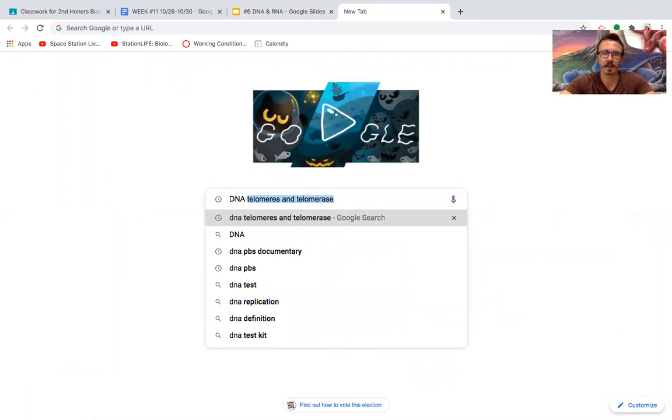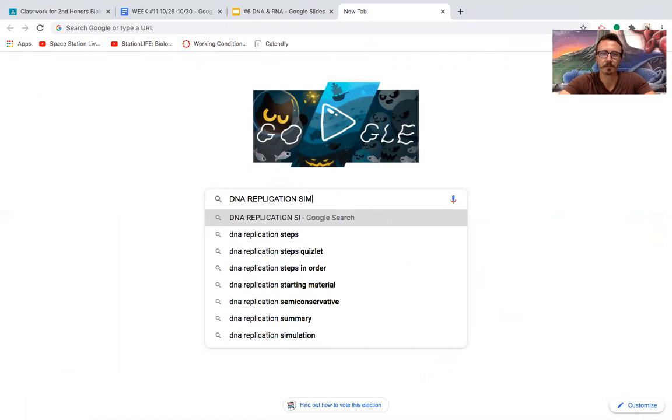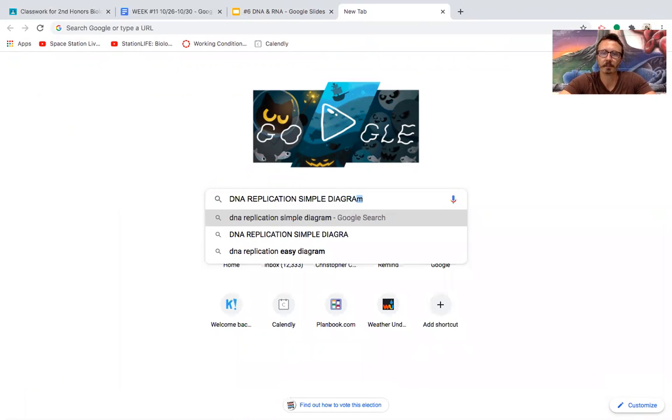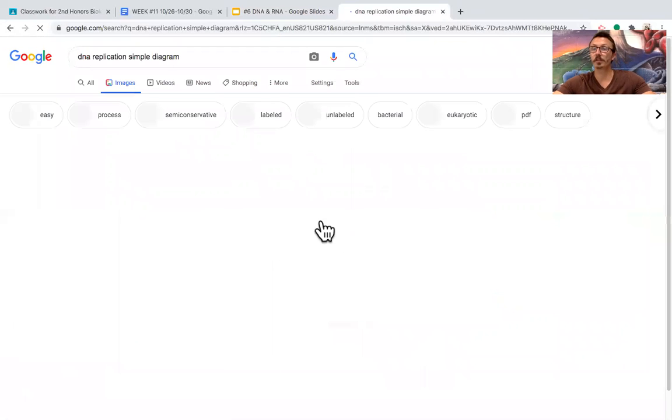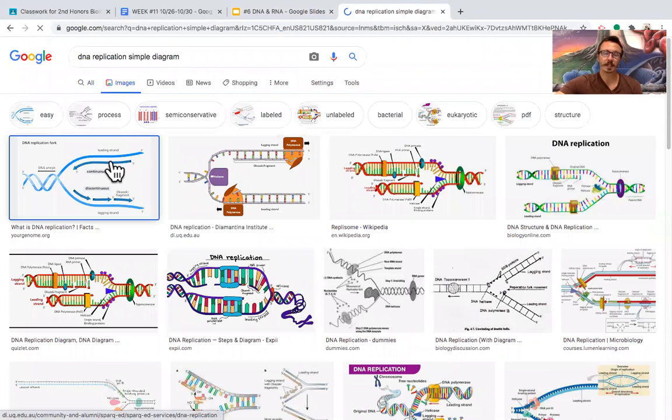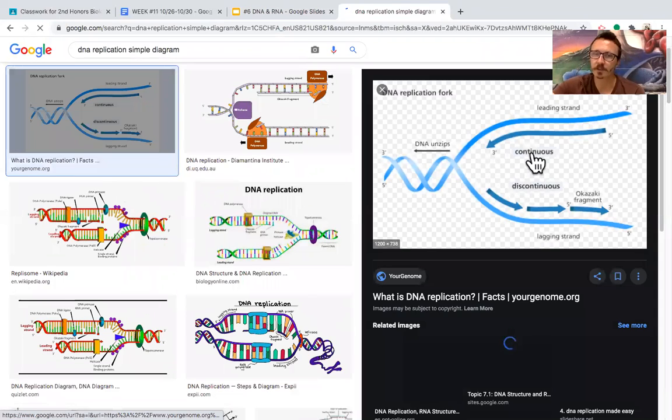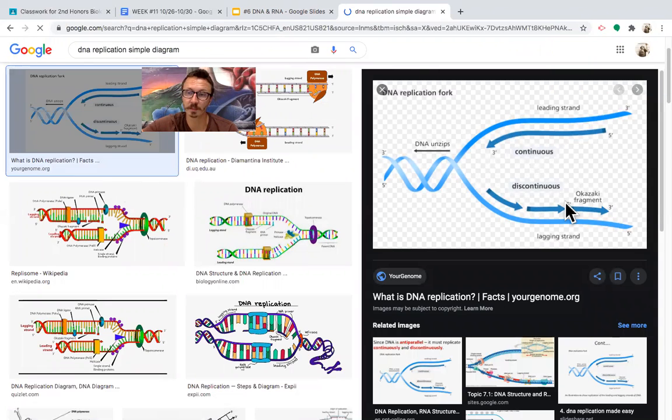If I type in DNA replication simple diagram, I can look, and this is helpful. We can look at different diagrams and ask, okay, what's going on here? This one is really simple, right? It's just showing us the difference between the leading and lagging strand. You can see continuous and discontinuous. And so obviously ligase is going to be really important here.